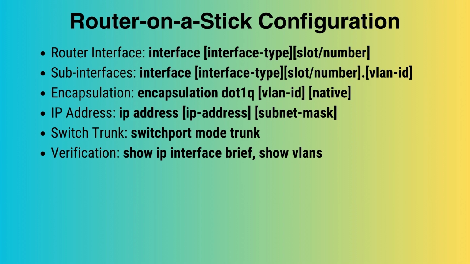For example, ip address 192.168.10.1 with subnet mask 255.255.255.0 assigns an IP address to the subinterface for VLAN 10. On the switch side, configure the interface connected to the router as a trunk port using the switchport mode trunk command. This allows the port to carry traffic for multiple VLANs.